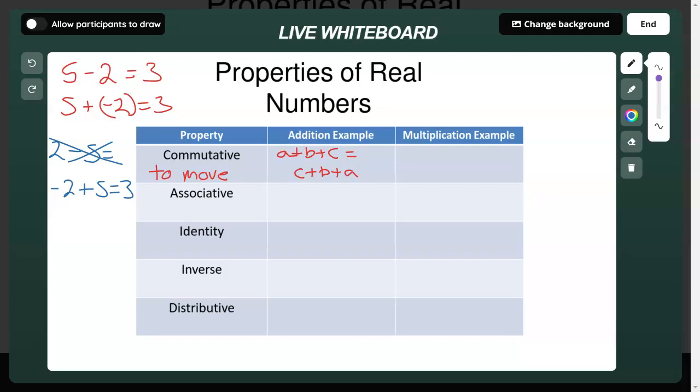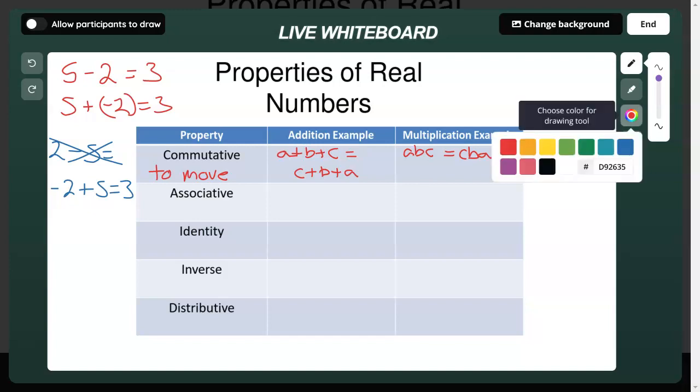Okay? The multiplication property is going to be the same, but with multiplication instead of addition. So if I have A times B times C, it's the same as C times B times A, or any order. I could do B times A times C, or any combination of moving those around. The product will be the same. 5 times 2 is 10. 2 times 5 is 10. It doesn't matter what order you multiply them in, it's going to be the same. Okay? Questions on commutative?